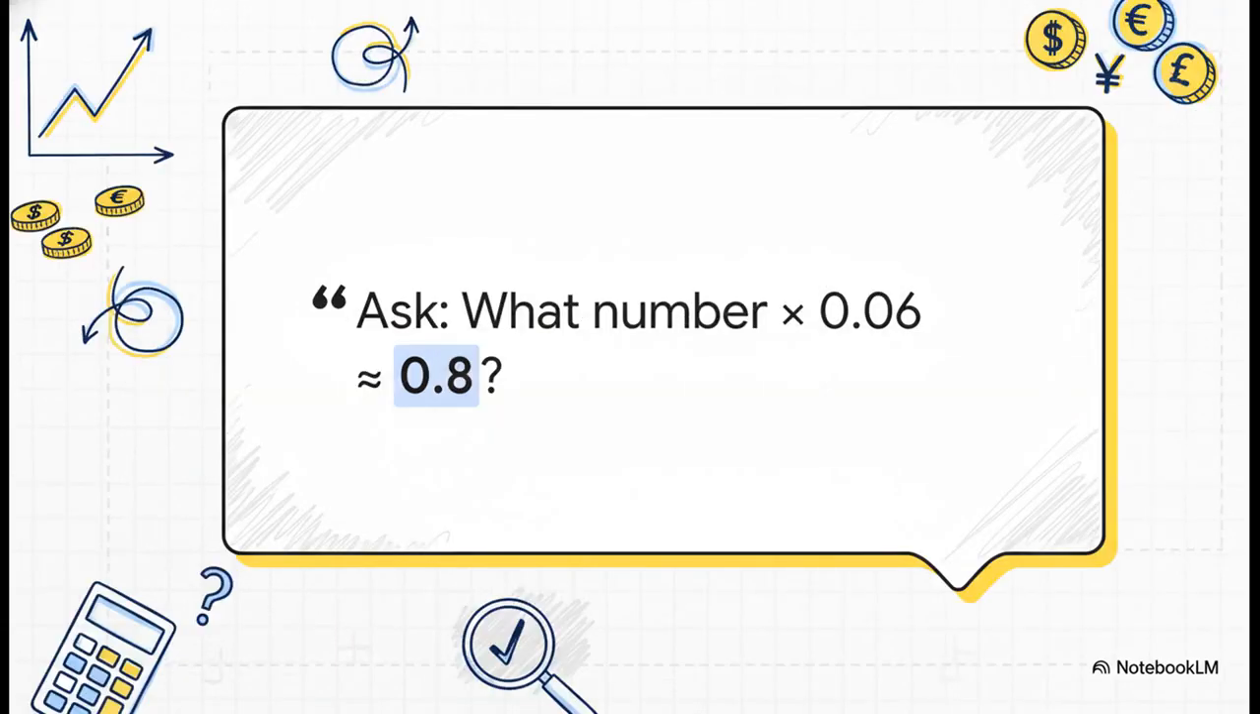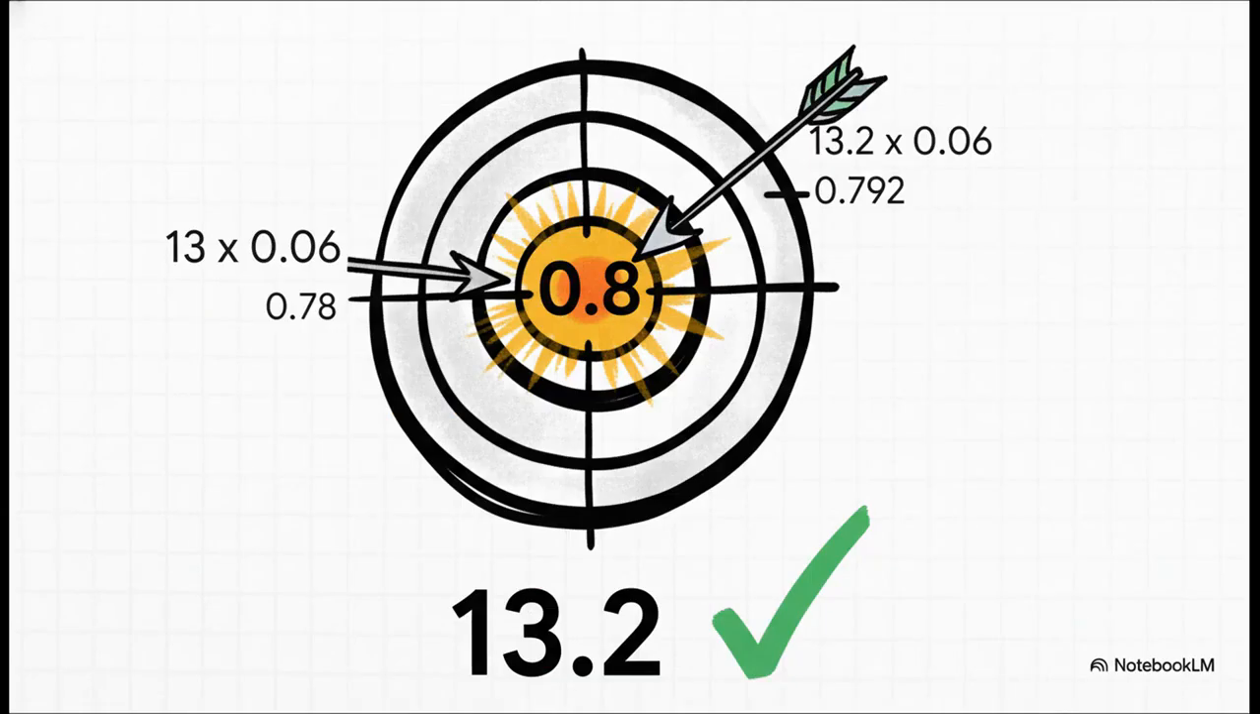Okay, this is a really important shift in thinking. You need to stop thinking like a math student who's lost their calculator and start thinking like a savvy investor on the street. Instead of trying to do that nasty division in your head, just work backwards. Just ask yourself, okay, what number times 0.06 gets me pretty close to 0.8? Let's just test a few numbers out. I don't know, how about 13? Okay, 13 times 0.06 is 0.78.